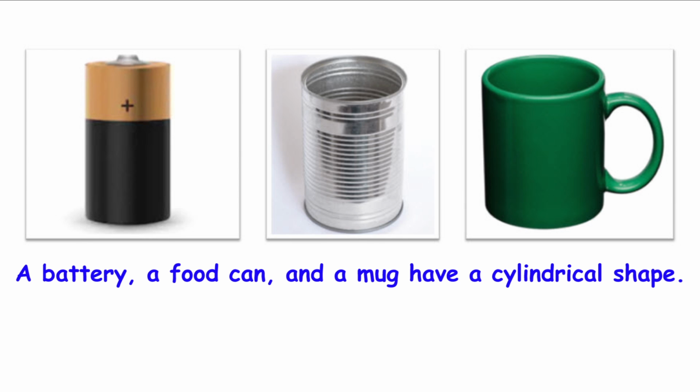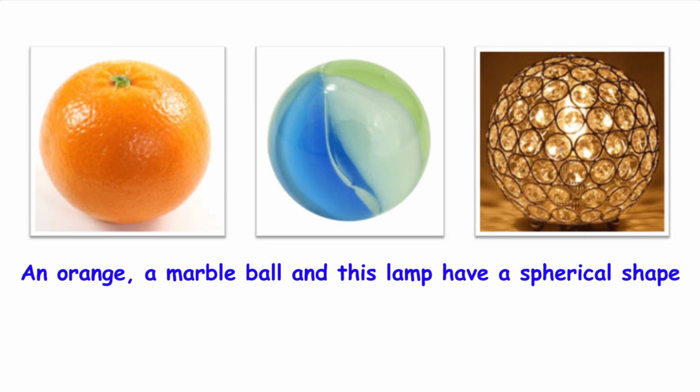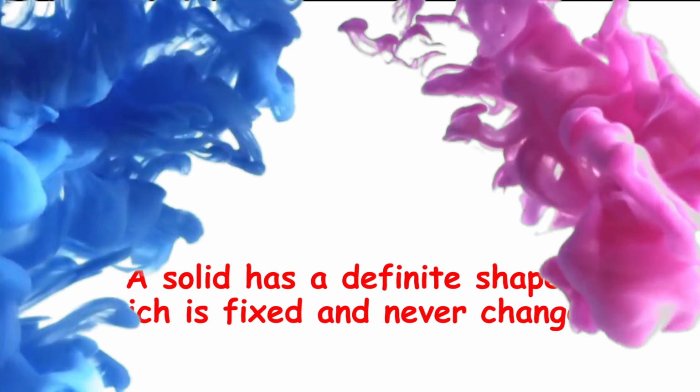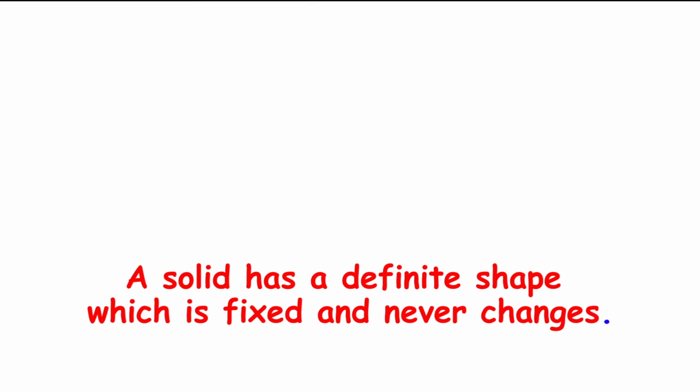Let's discover the shape of these objects. A battery, a food can, and a mug have a cylindrical shape. A book, the bed, and this gift have a rectangular prism shape. An orange, a marble ball, and this lamp have a spherical shape. Accordingly, a solid has a definite shape which is fixed and never changes.